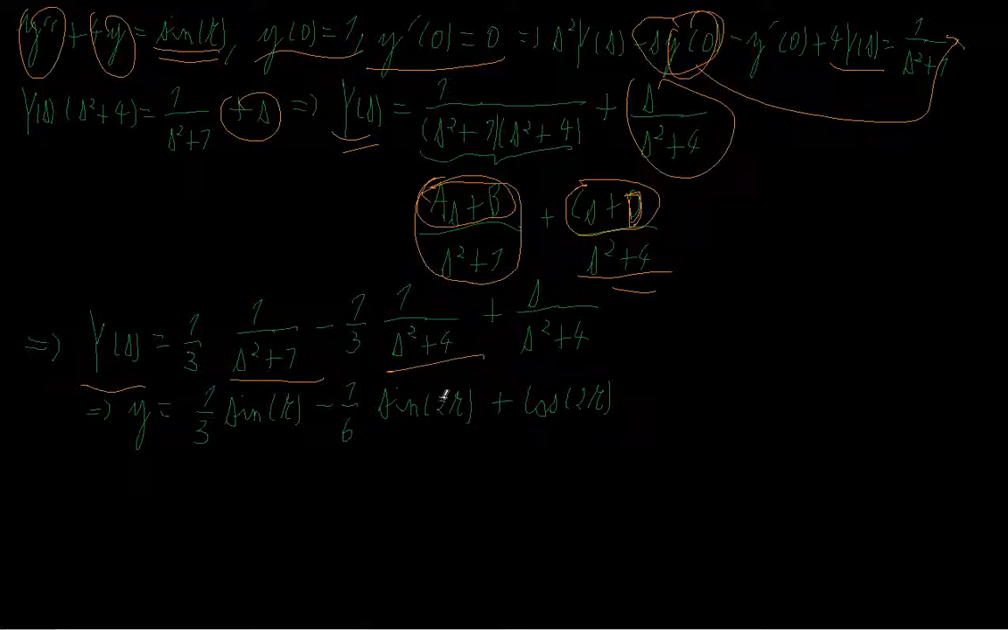So capital Y is equal to a third of 1 over s squared plus 1, minus a third of 1 over s squared plus 4, plus s over s squared plus 4. And so if you take the inverse Laplace transform, the inverse Laplace transform of 1 over s squared plus 1 is sine of t, and you have the 1 over 3 in front.